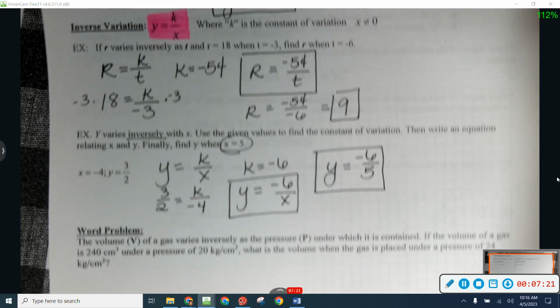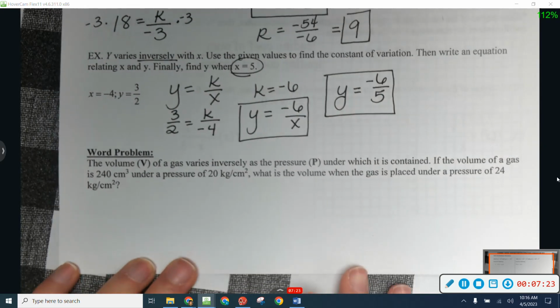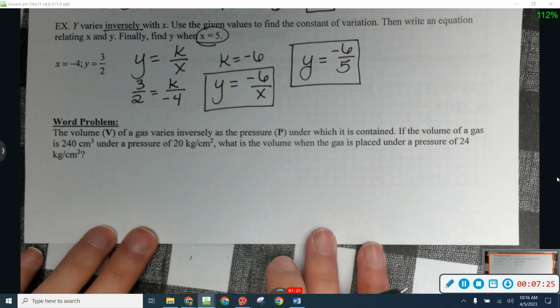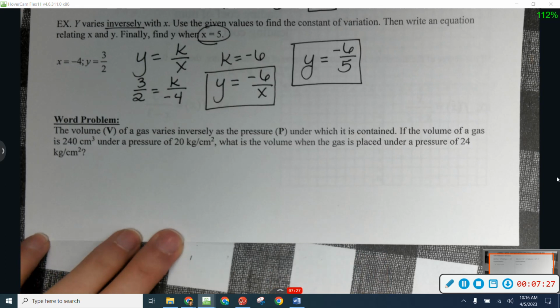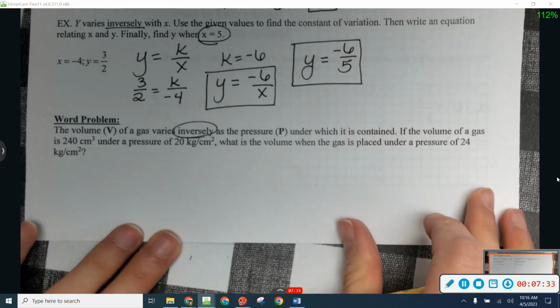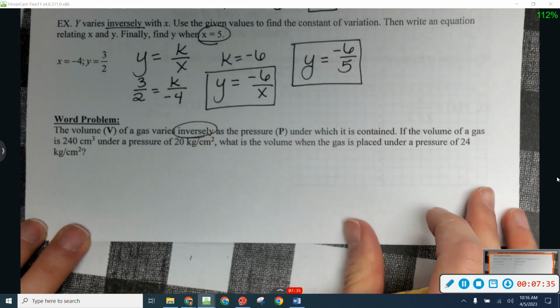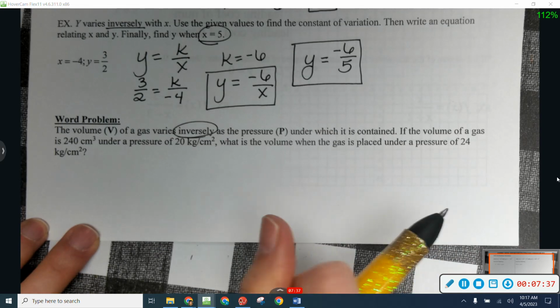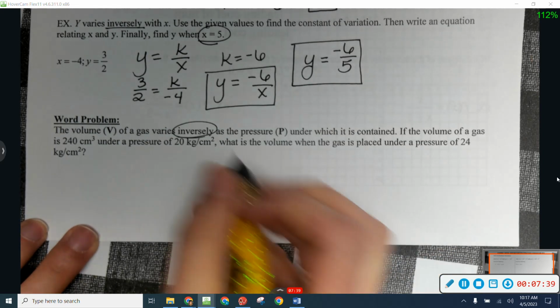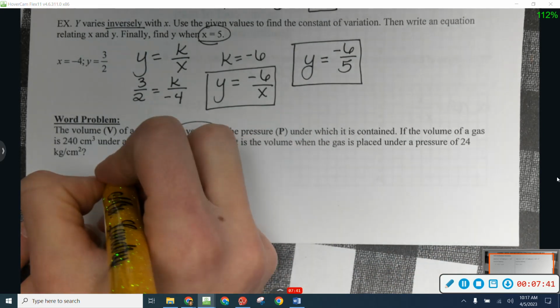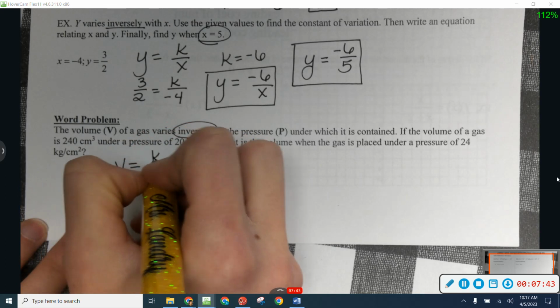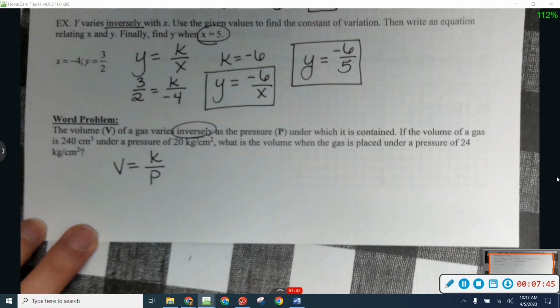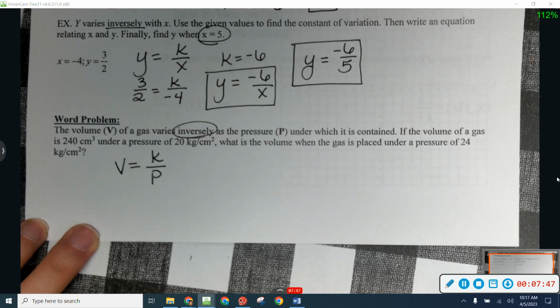Okay, do we have questions? Alright. Now a word problem. As long as you're picking out your key words, the word problem is not hard. It says the volume of a gas varies inversely as the pressure P. So without doing anything else, what's my formula going to be? V equals K over P. Use the variables that your problem gives you.